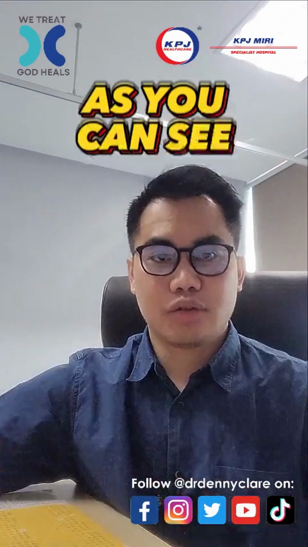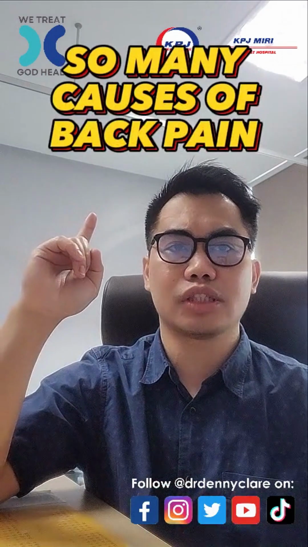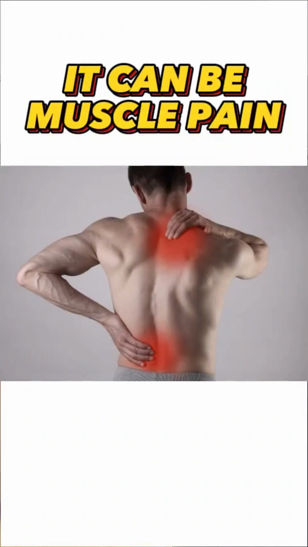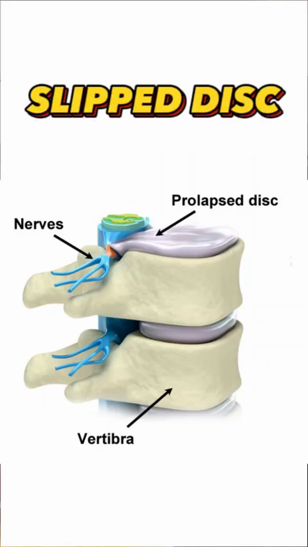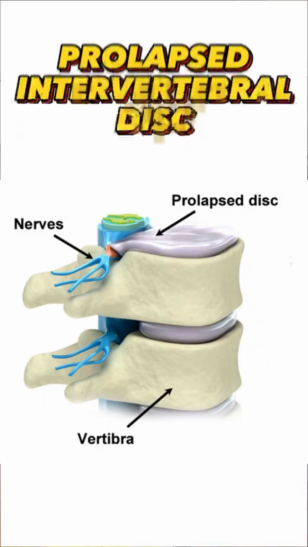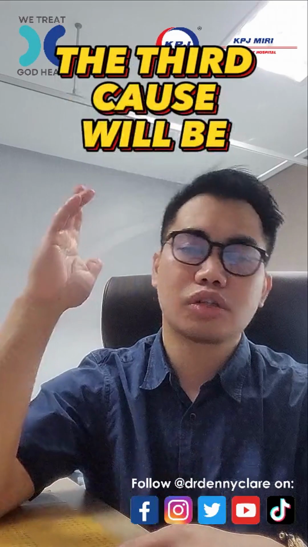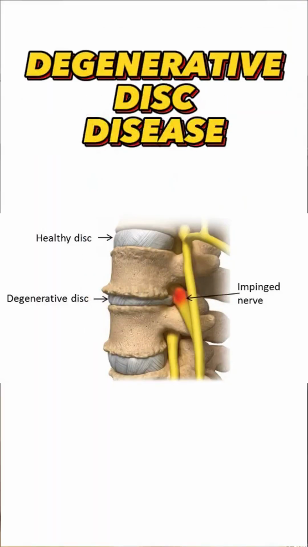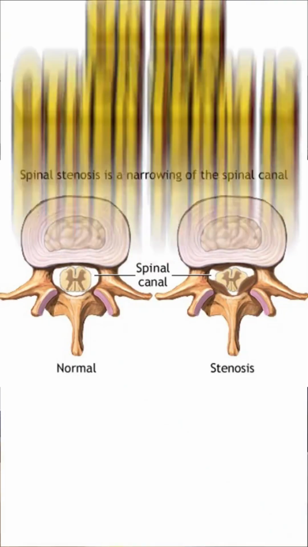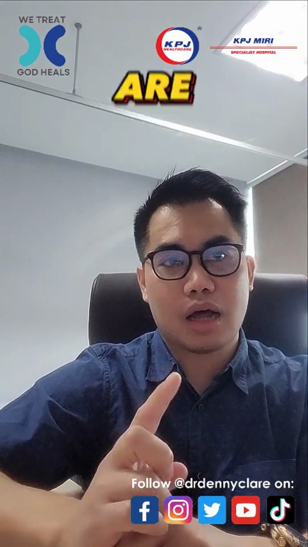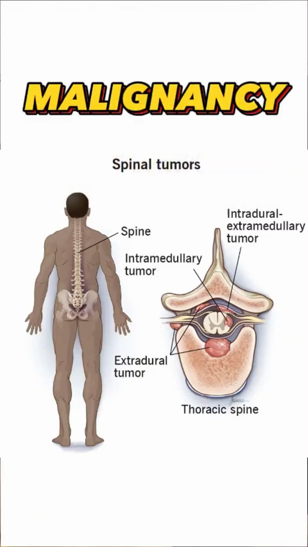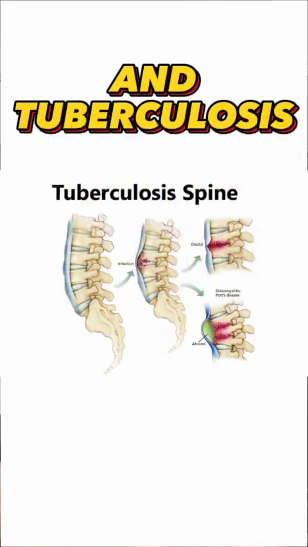Okay, next. As you can see, there are so many causes of back pain. It can be muscle pain, spasm of the muscle, or sprain of the muscle. It also can be a slip disc, or the other term, prolapsed intervertebral disc. The third cause will be degenerative disc disease. Next, spinal stenosis, or the other term, nerve compressive disorder. And the most sinister problems are, number one, we have to identify malignancy, fractures, infection, and tuberculosis.